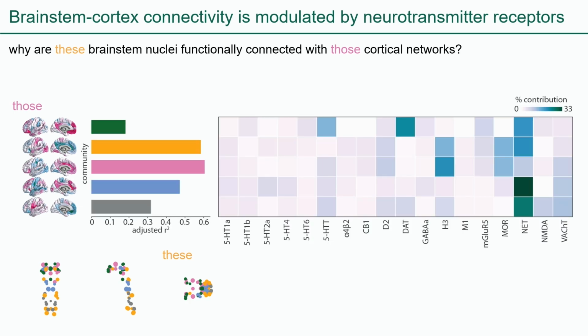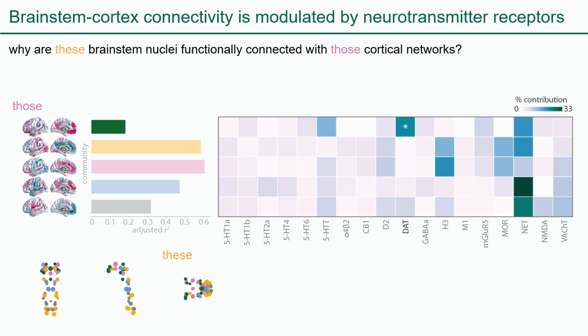And so here I'm mapping 19 different neurotransmitter receptor density distributions in the cortex. I'm using those receptor density distributions to try to predict the cortical functional activation pattern associated with the brainstem cluster. And what I'm finding is that there's a three-way relationship between the receptor, the cortical network, and the brainstem cluster. That's a bit confusing, so let me unpack that with an example.